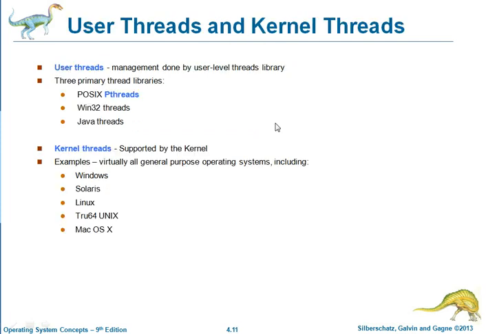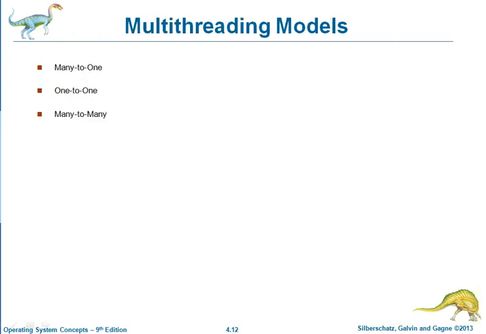Support for threads may be provided either at the user level for user threads or by the kernel for kernel threads. User threads are supported above the kernel and are managed without kernel support, whereas the kernel threads are supported and managed directly by the operating system. Virtually all contemporary operating systems, including Windows, Linux, Mac OS, and Solaris, support kernel threads. In due course, a relationship must exist between user threads and kernel threads.